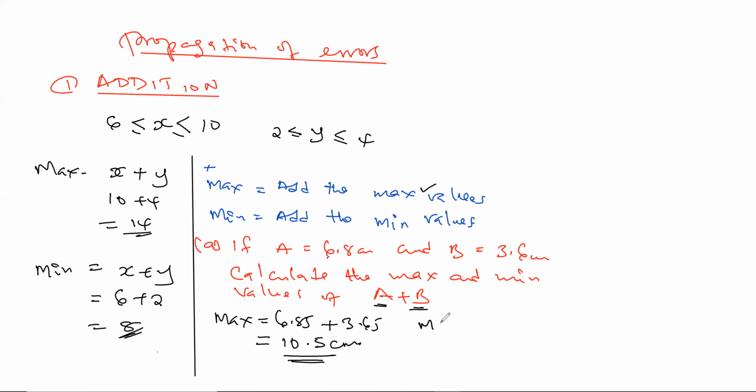If I wanted to get the minimum of A plus B, from this statement here, it says the minimum in an operation which is addition, add the respective minimum values. So A plus B, take the minimum of A. The minimum of A was 6.75. In case you're forgetting, refer to the previous lesson. The minimum of B is supposed to be 3.55. If you add this together, this should give you 10.3 centimeters.